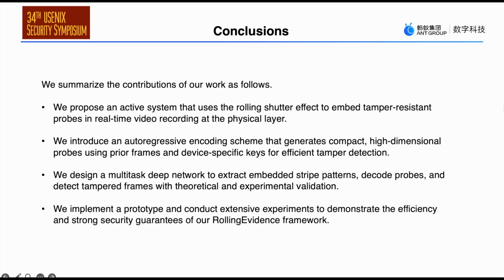Here are our key contributions. A system embedding tamper-resistant probes using the rolling shutter effect. Autoregressive encoding for secure compact probes tied to device keys. A multitask deep network for strip extraction, probe decoding, and tamper detection. A validated prototype with experiments showcasing efficiency and security.